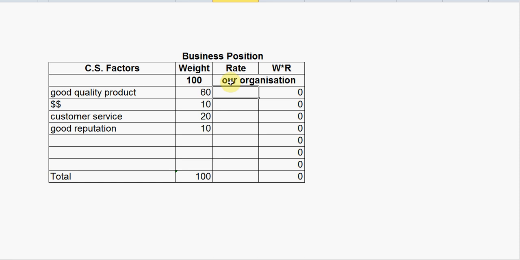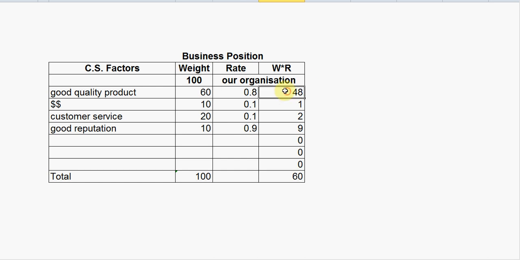And again, this is best to get done in a focus group where it's your customers rating you and not yourself, because usually we're going to be a little bit more positively biased. So let's say our customers think we have a fairly good quality product, but they actually don't think we have a lot of money. Let's say our customer service is really bad as well, but we have a fantastic reputation.